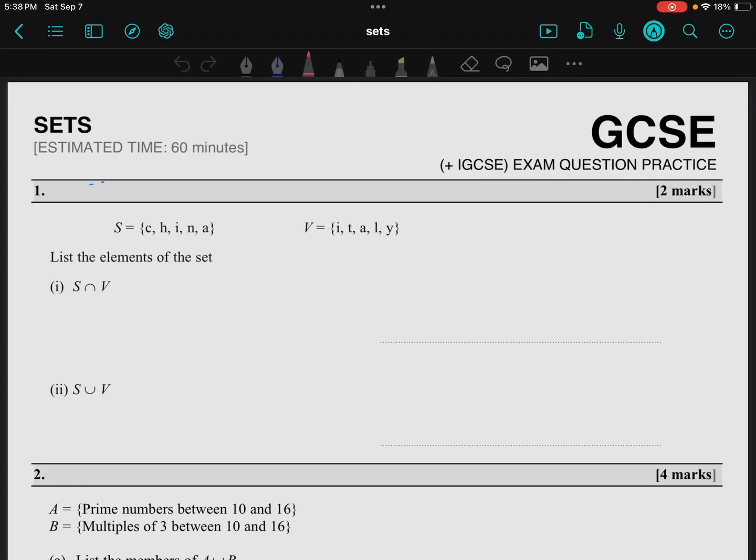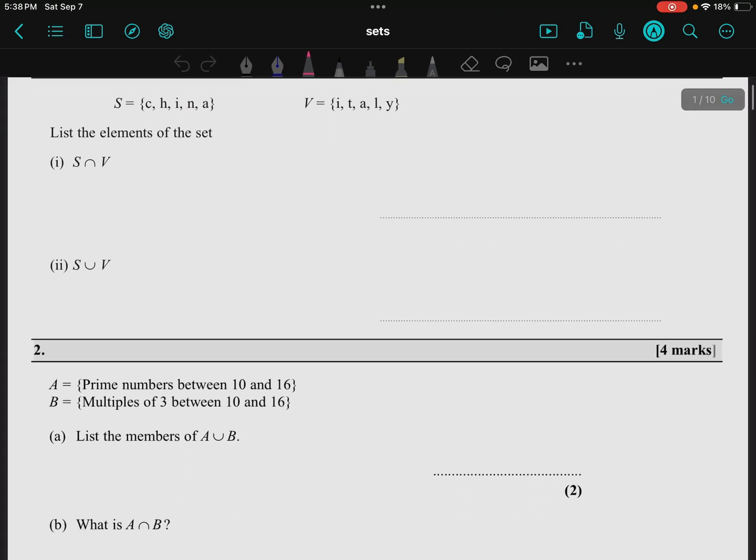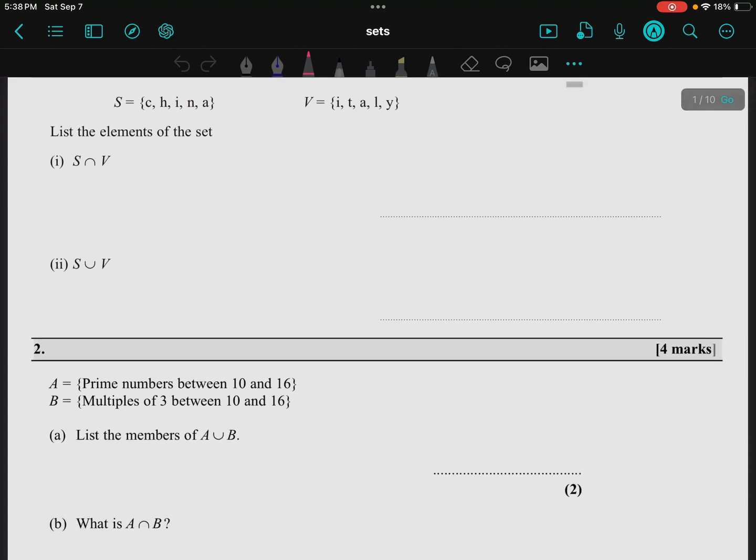Hello everyone. So today we are going to solve some questions on set theory, starting with question number 1. Set S is CHINA and set V is ITALY. So we have to write S intersection V.